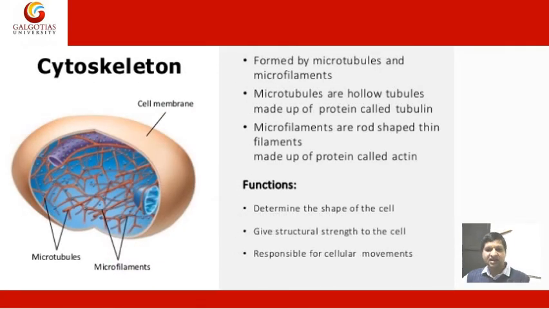Cytoskeleton. Cytoskeleton is formed by microtubules and microfilaments. Microtubules are hollow tubules made up of a protein called tubulin. Microfilaments are rod-shaped thin filaments made up of a protein called actin. The functions of the cytoskeleton: it determines the shape of the cell, gives structural strength to the cell, and is responsible for cellular movement.